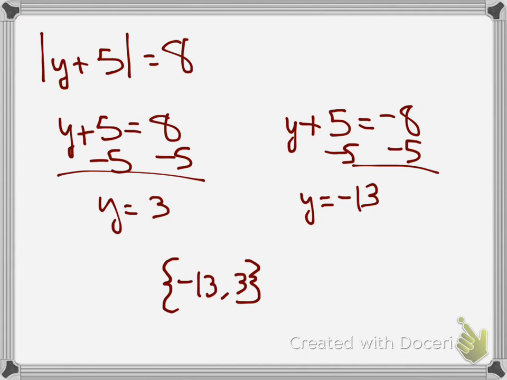And that's it. So I subtracted 5, but notice again, I said y plus 5 was equal to 8, y plus 5 was equal to -8. And then the opposite of a plus 5 is to subtract, so I subtracted both equations. Notice here I'm getting 2 answers. Yes, I'm putting them in order from least to greatest, but I wouldn't be picky if you put them in whichever order.